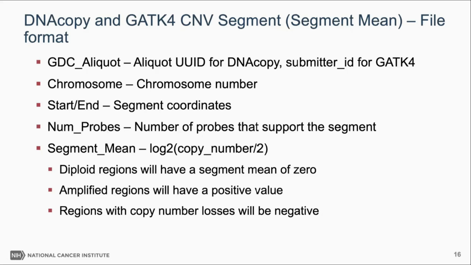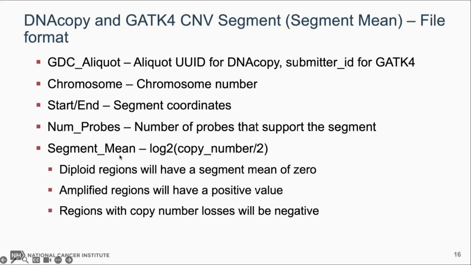It's a SNP6 pipeline. So you may be saying, okay, GATK4, that's a next-gen sequencing pipeline. But what I will say is that the number of probes being higher is always equal to more support for the segment. So a higher value for this column means more support for that particular segment across all of the pipelines.